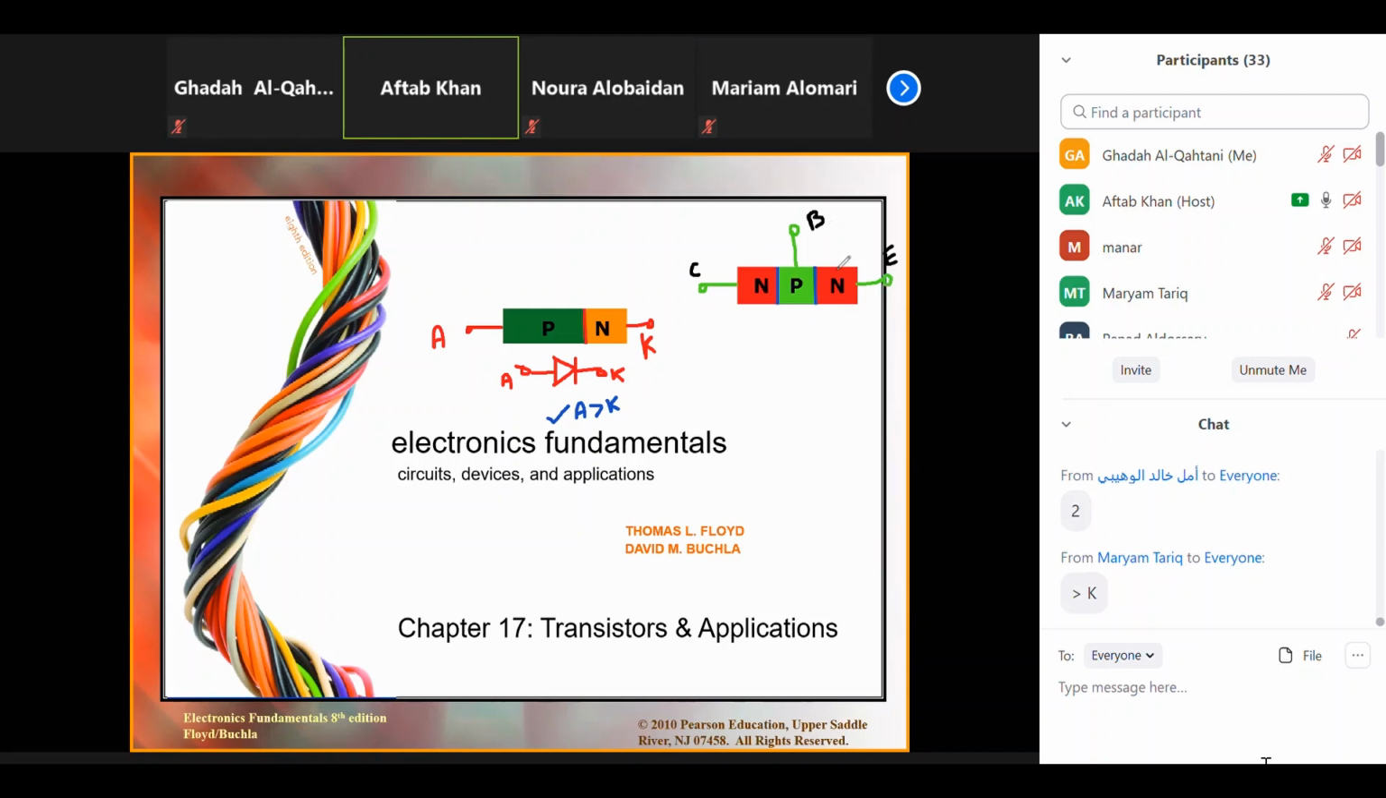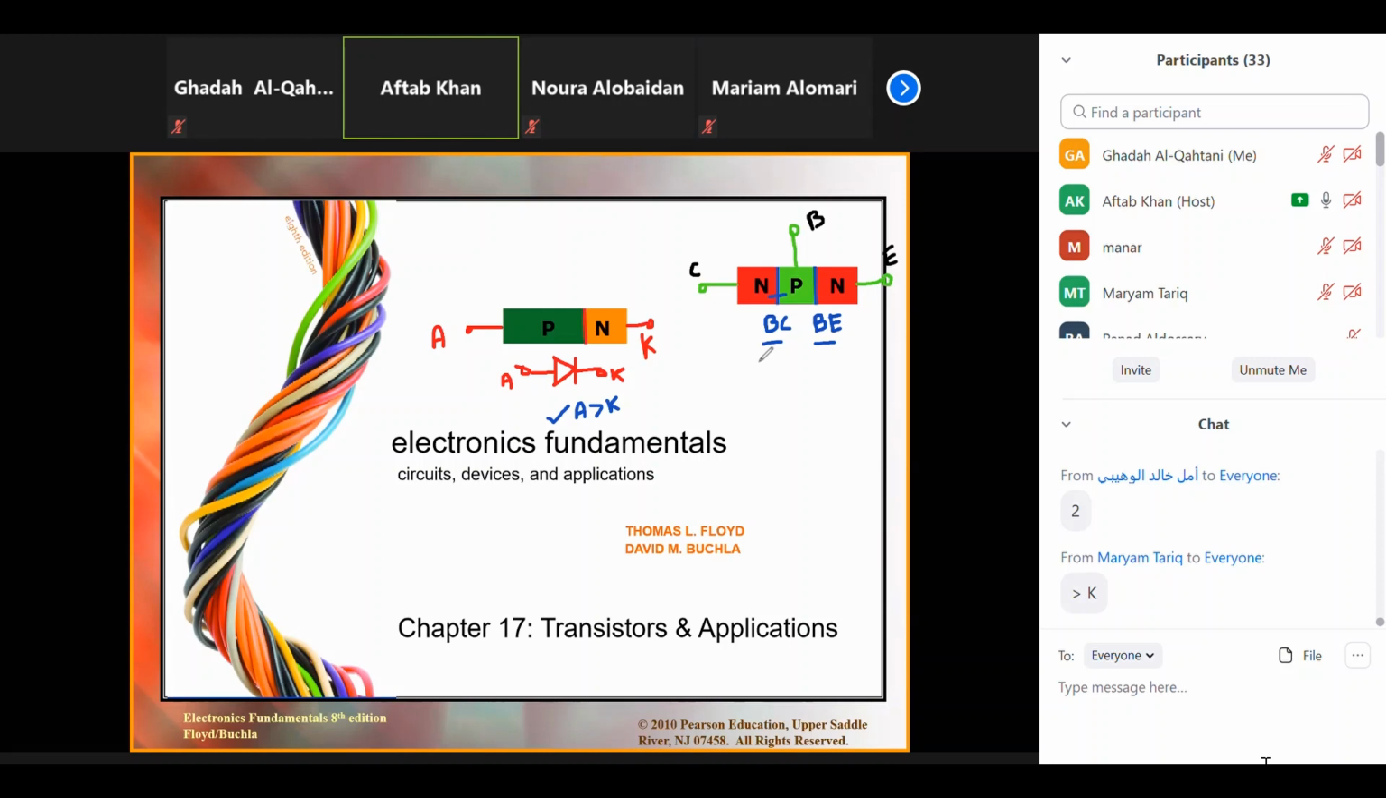Similarly, in order to use a transistor, we must first set up the transistor in a way that these two junctions, this one is called the base-collector junction because it is between base and collector. Another junction is called the base-emitter junction. These two junctions must be configured according to the application. What is the meaning of configuration? It means we have to connect these junctions so that they are either in forward bias or reverse bias according to the application.